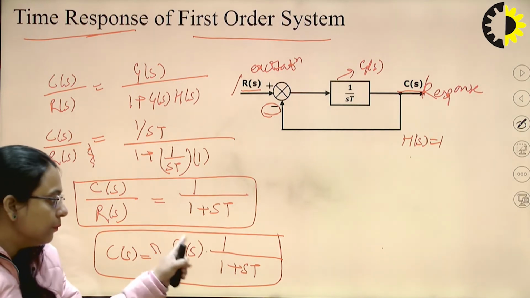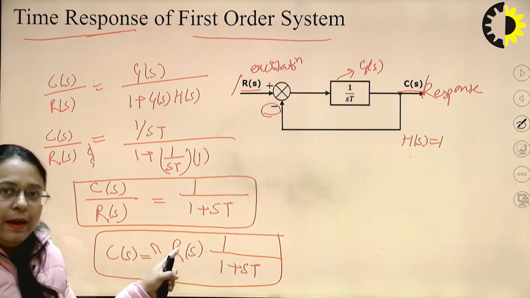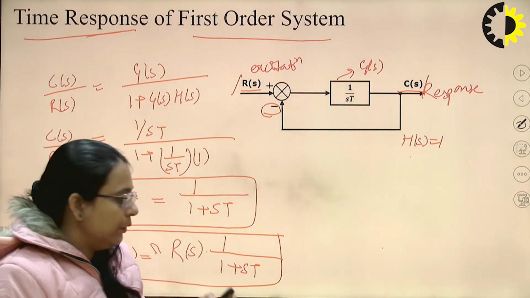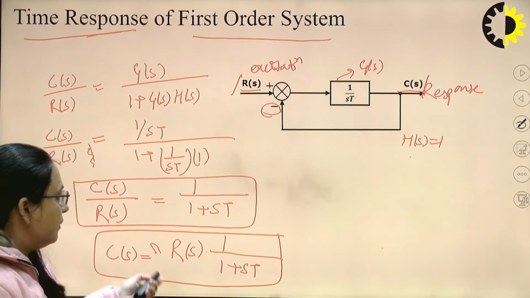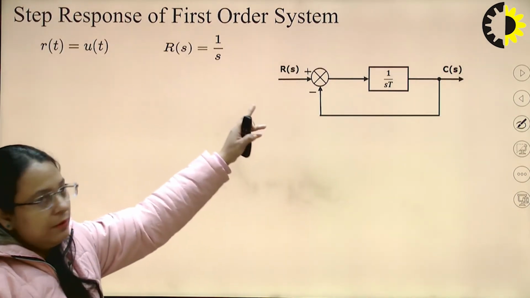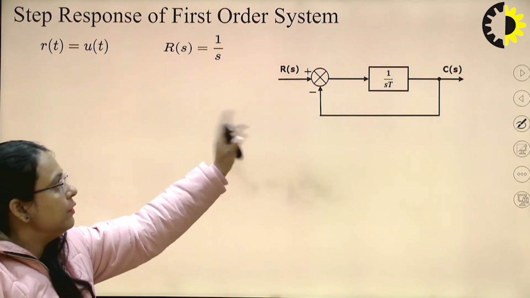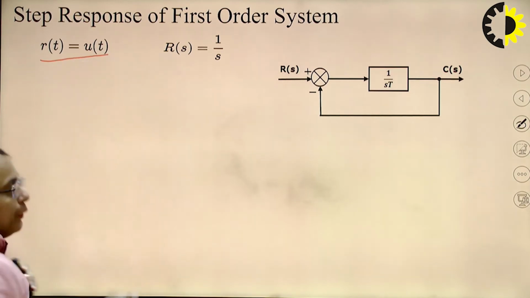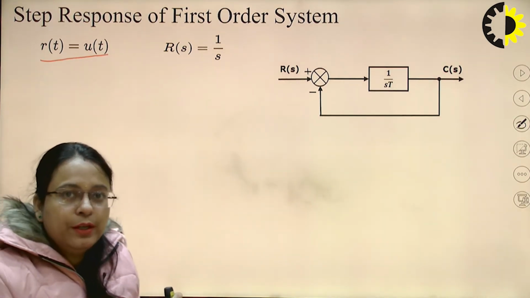Now we will find out the response of the system for different inputs. We will put the value of this R(s) as unit step input, unit ramp input, and unit impulse input. Now let's discuss this in detail. When we apply the unit step input to the system, that is r(t) will be equal to u(t), and the Laplace of u(t) is 1 by s.